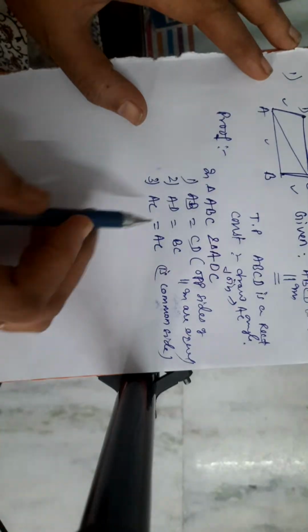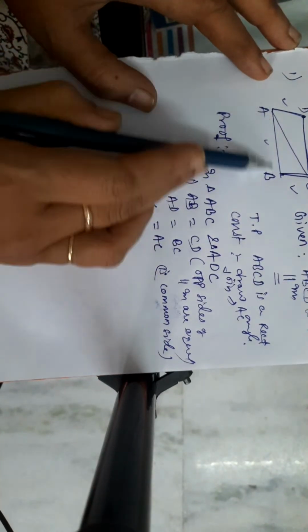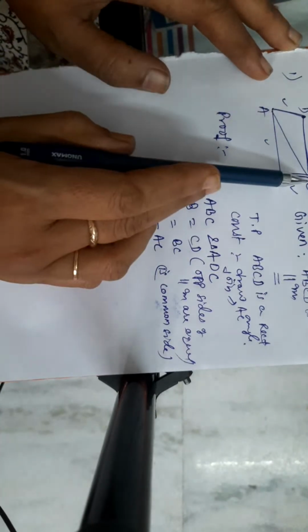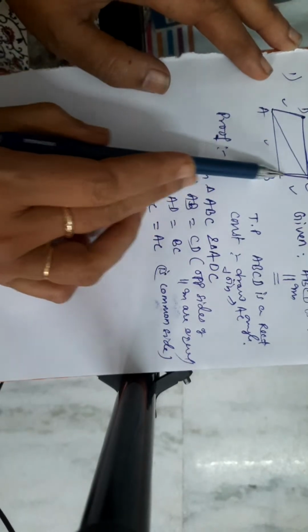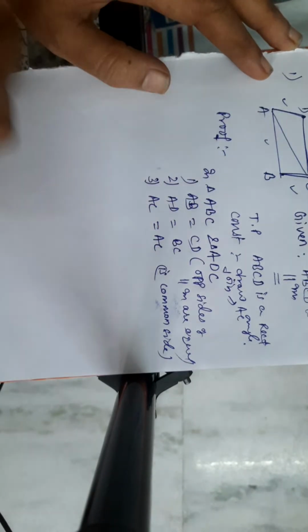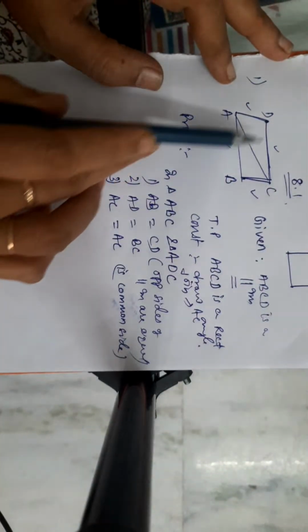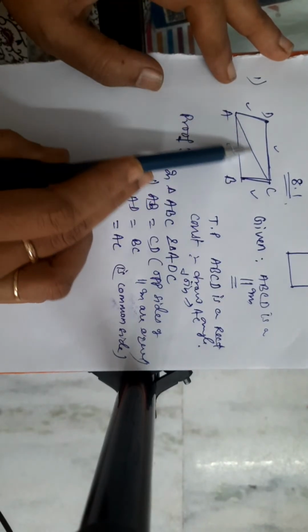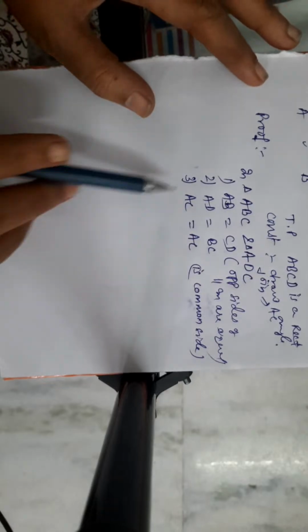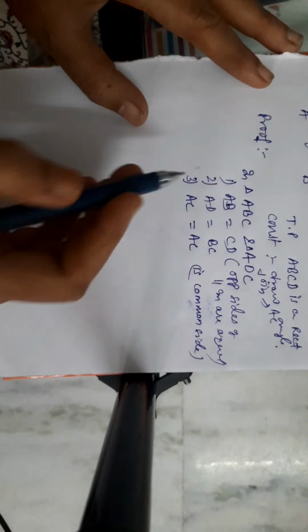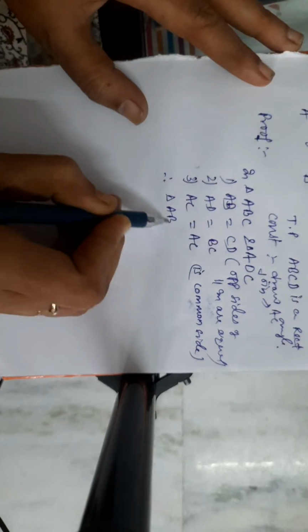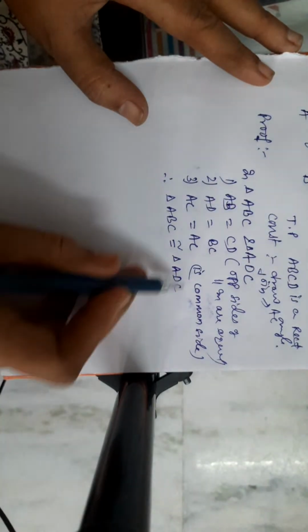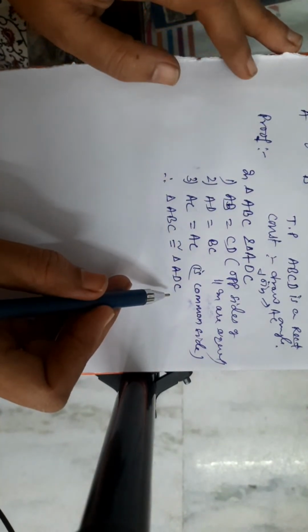Once again, repeating: AB and CD are equal because they are opposite sides of a parallelogram. In the same way, AD and BC are equal, also opposite sides of a parallelogram. And the third one, AC is common. When we get these 3 points, we can make the triangles congruent. So both the triangles are congruent. Therefore, triangle ABC is congruent to triangle ADC. When the triangles are congruent, their corresponding parts will be equal.